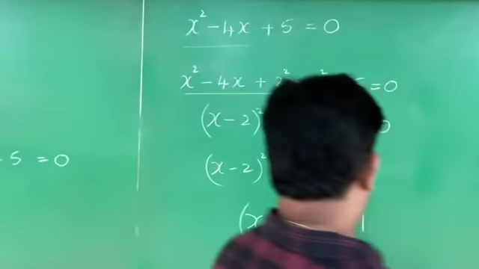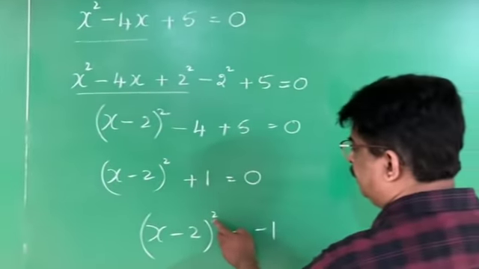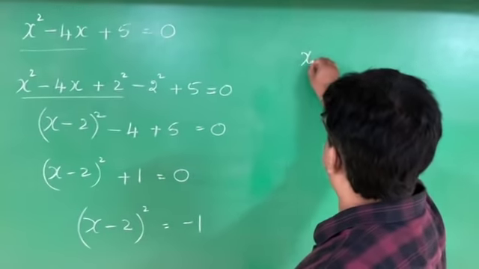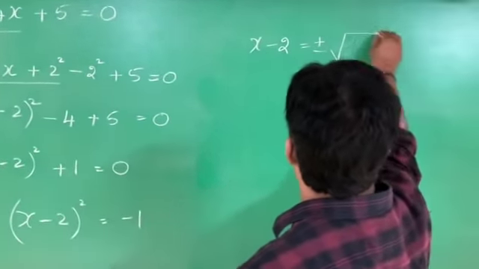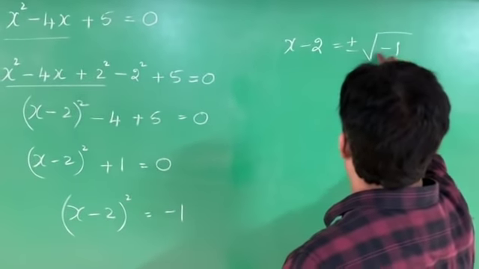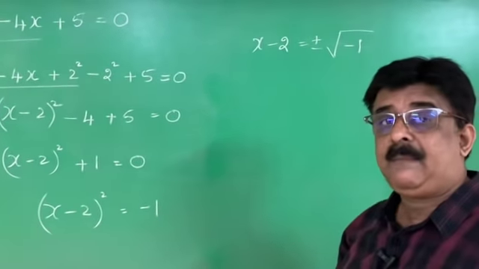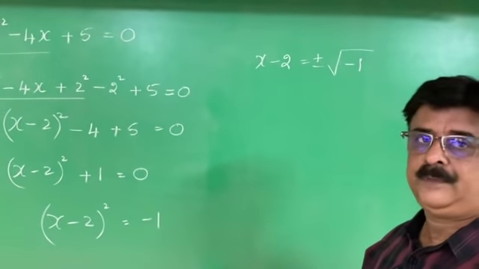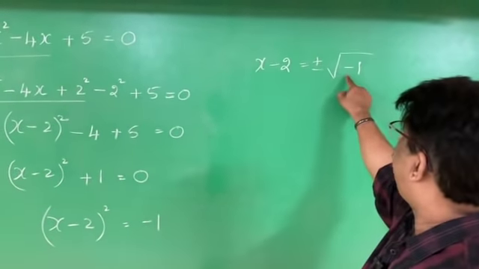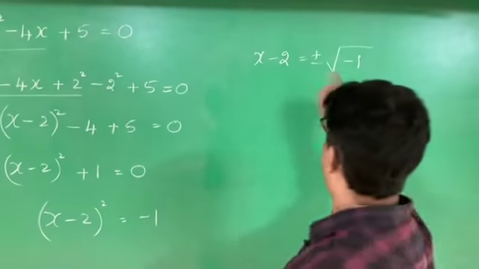The next step is, I wanted to take this square. Therefore, x minus 2 is equal to plus or minus square root of minus 1. Square root of minus 1 is an imaginary number. There is no root for this quadratic equation. Non-existing root.